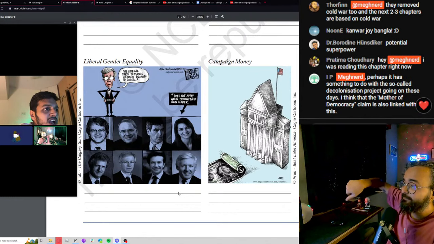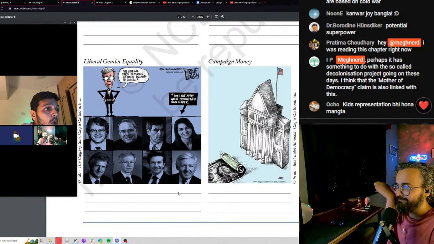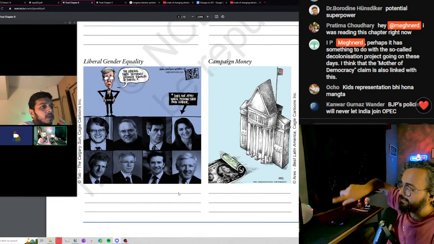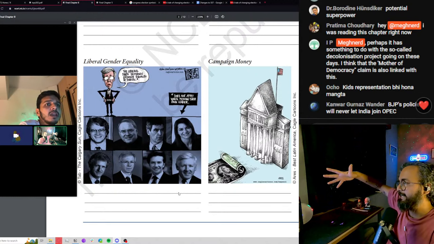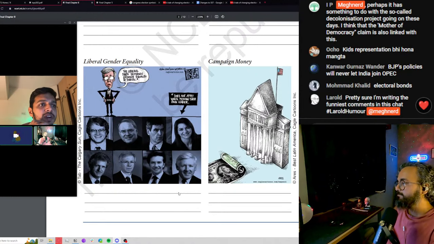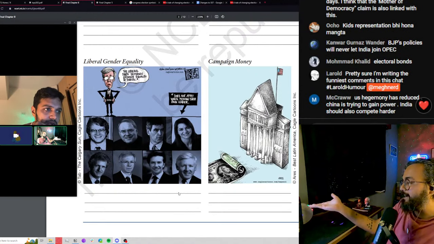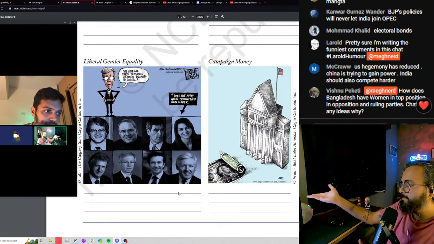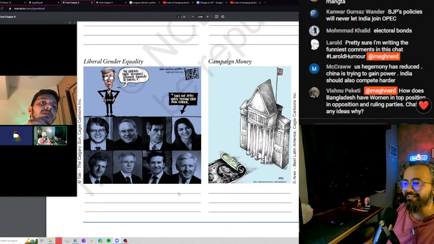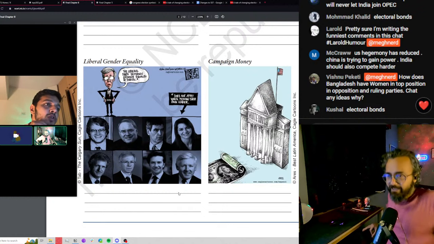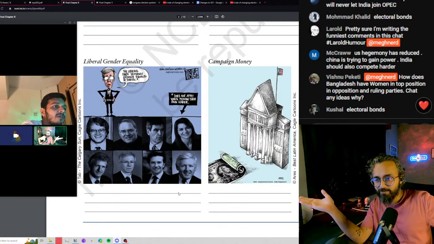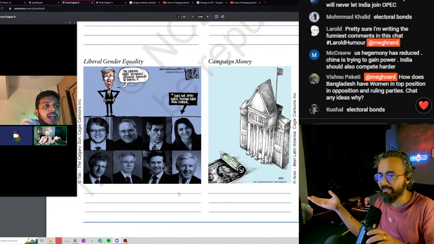So the fourth one is campaign money. Ooh, this one is nice. I don't know what the cartoon is exactly, but it's just written campaign money. You can buy your way to the White House. Oh yeah, it's a green carpet. It's a carpet made of money being rolled into the White House. Arey, lobbying, corporate funding, electoral bonds. Electoral bonds is a problem. Now it makes sense why they removed this.